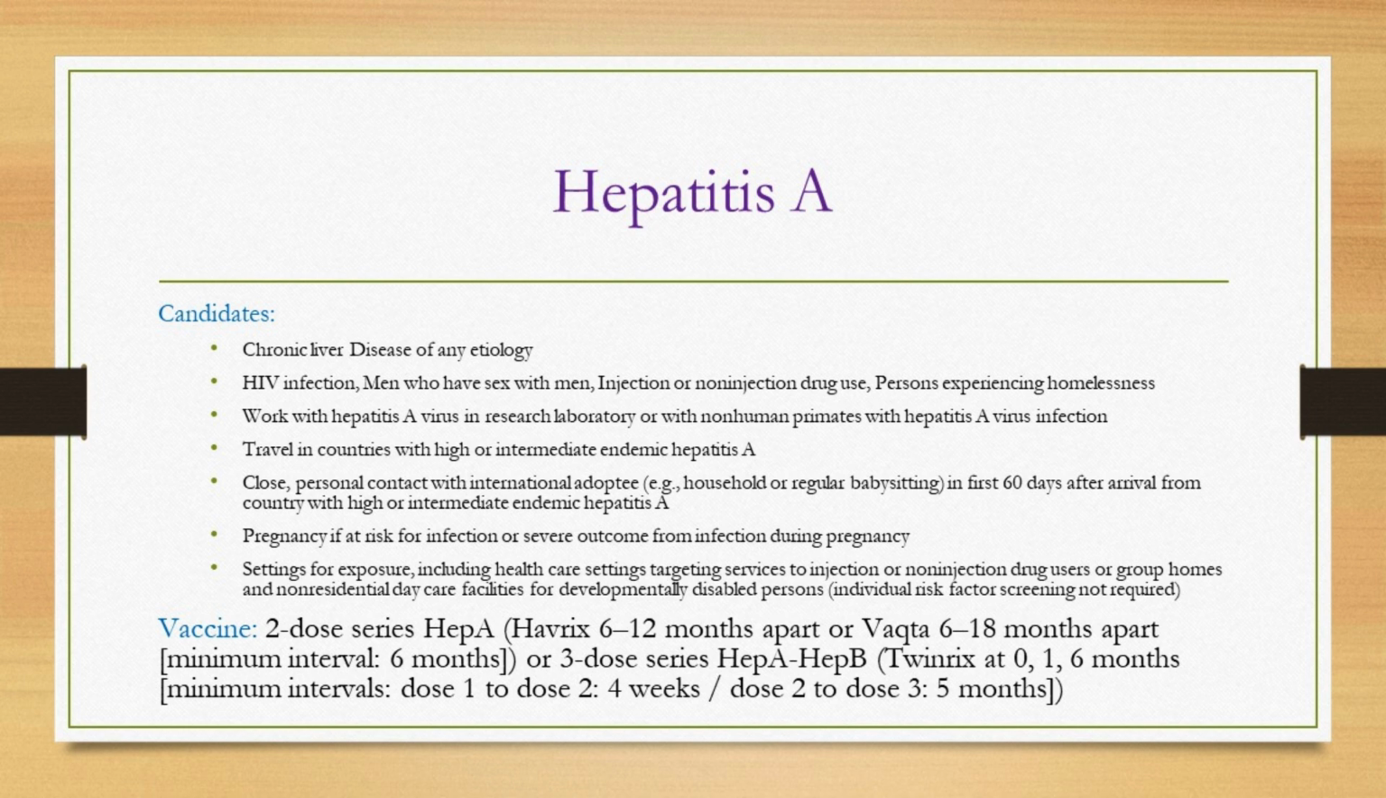The vaccine is a 2-dose series of Hep A, that is Havrix 6 to 12 months apart, or Vaqta 6 to 18 months apart, the minimum interval between the doses being 6 months. Or a 3-dose series of Hep A, Hep B, that is Twinrix at 0, 1 and 6 months.